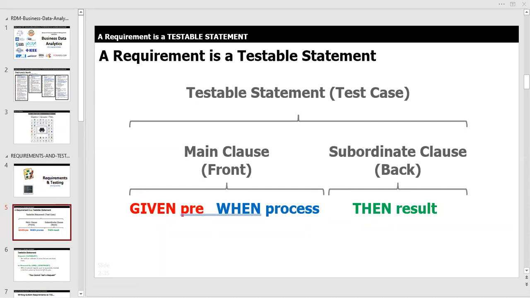And as we go through this quick idea about testing, I sort of had to color code things just because it's easier for me. Because I'm just not that smart. There's just too much going on. But I wanted to talk about, well, what do we mean by a requirement as a testable statement?